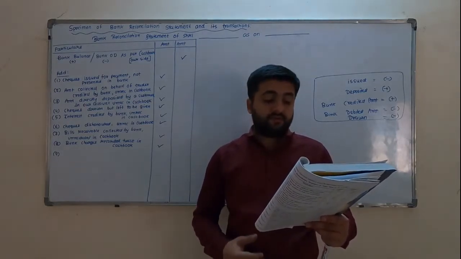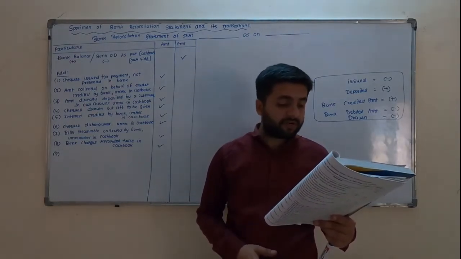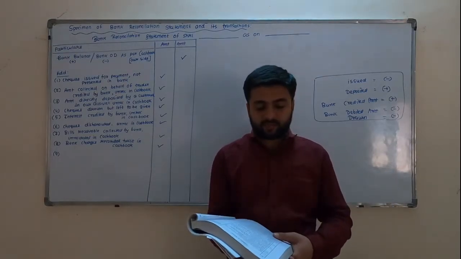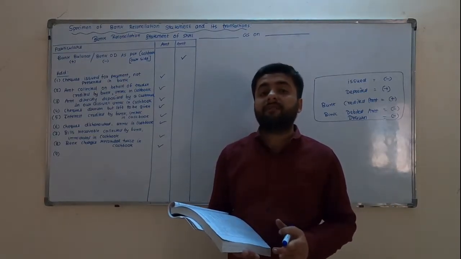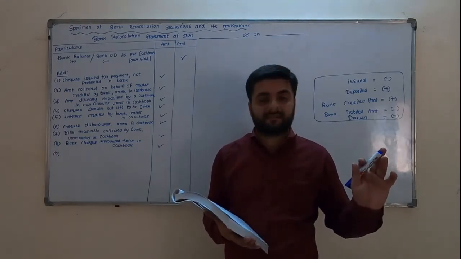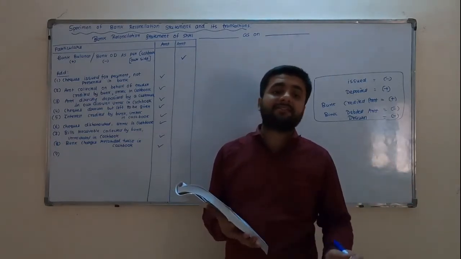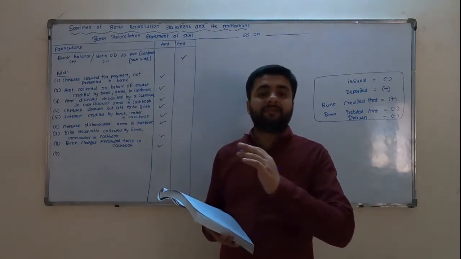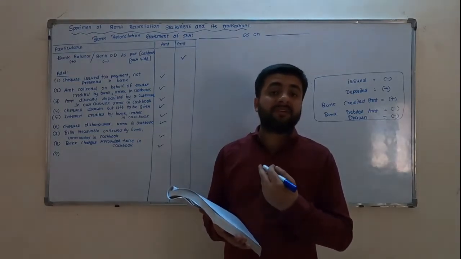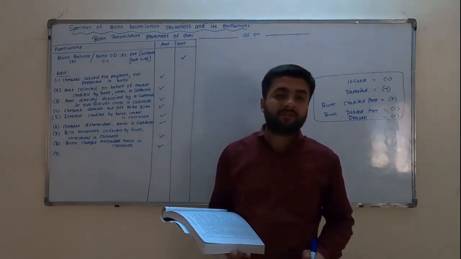Bank charges waived off by bank recorded in passbook which is not recorded in cash book. Now what is the meaning of waived off? Waived off means the bank has cancelled the bank charges and is giving the refund to us, and we are not recording it in our cash book.